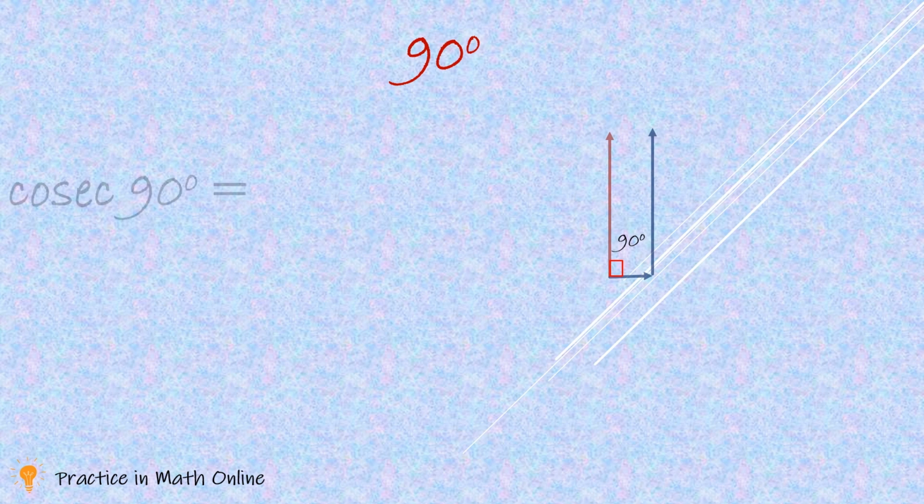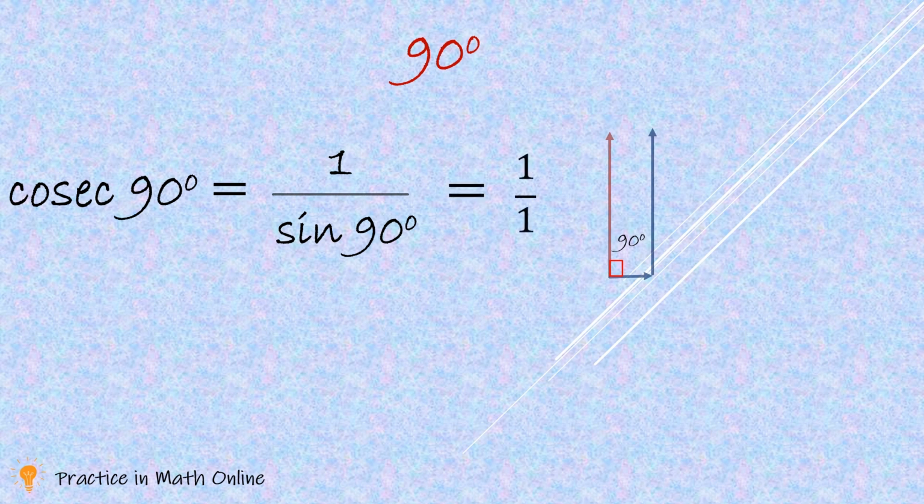And the last is 90 degrees. So cosec 90 will be 1 over sine 90, and sine 90 is 1. So cosec of 90 will be 1.